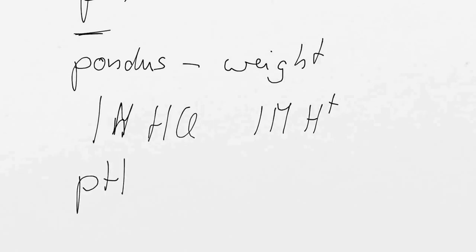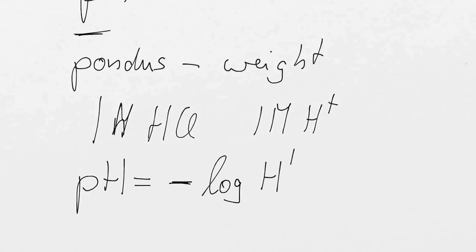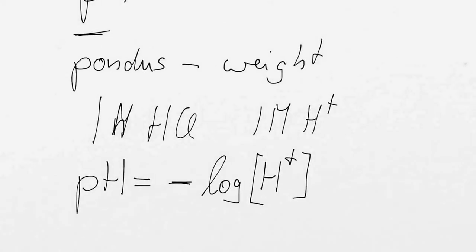pH is nothing else but the negative logarithm of the proton concentration. And usually, to indicate that it's a concentration, people put it in square brackets like that. OMG, what on earth is that supposed to mean? Let me give you a quick example.